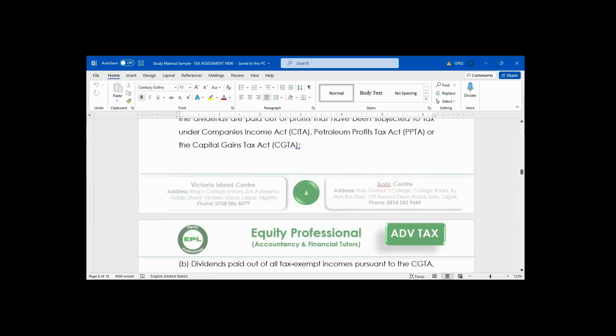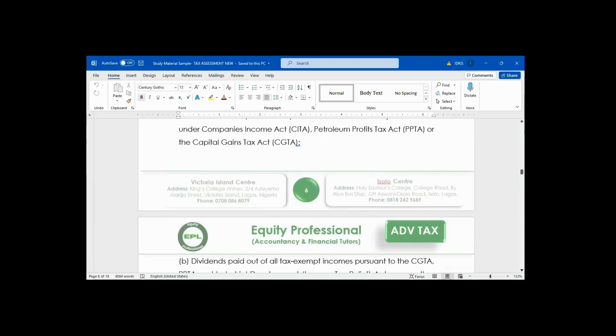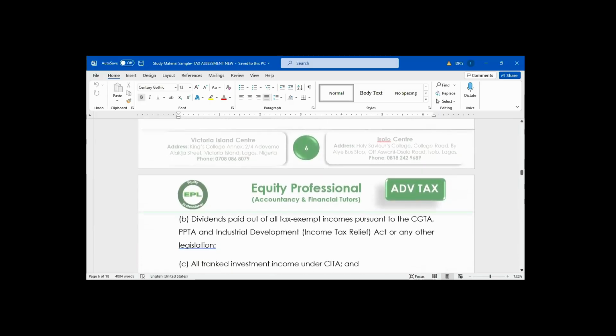Secondly, dividend paid out of tax-exempt income. If you can prove to the tax authority that the income from which you pay the dividend in the current year of assessment is from activity that is not subjected to income tax, in such instance too, you will not be assessed based on dividend.